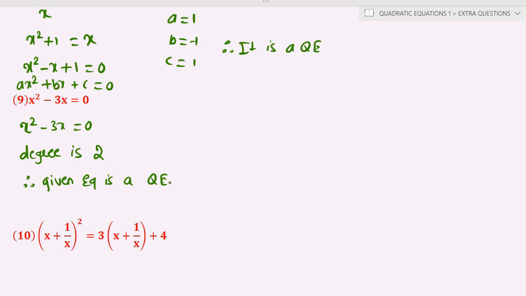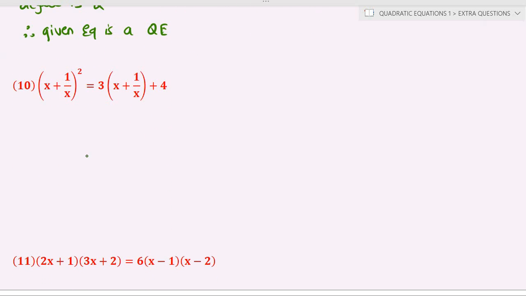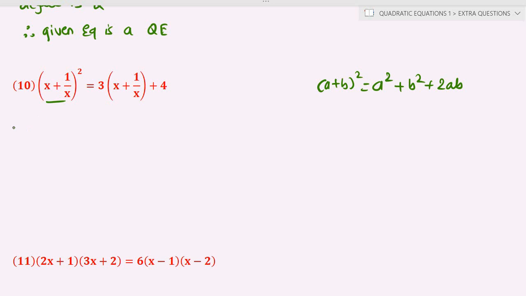Directly I can write. Let us move to the next question now. Let it be (x + 1/x)² = 3(x + 1/x). Already you know, my dear students, what (a + b)² is: a² + b² + 2ab. I'm using this formula here, (a + b)². What is a here? x, and b is 1/x.